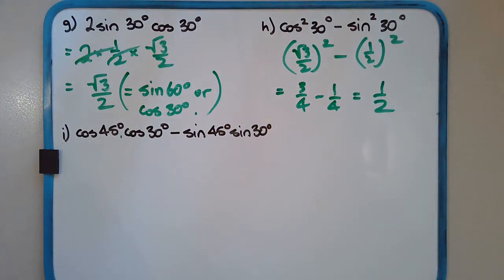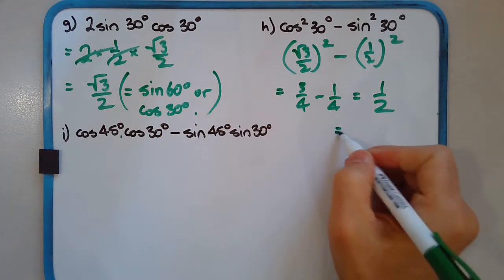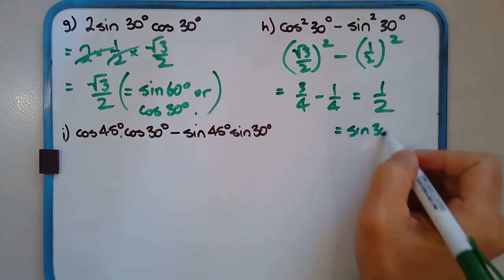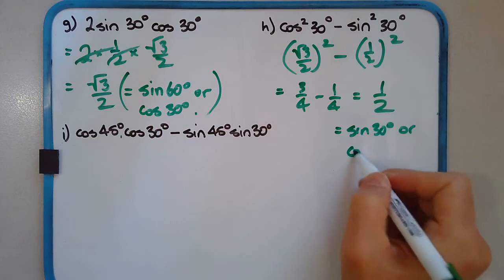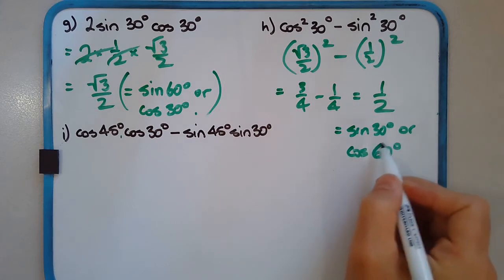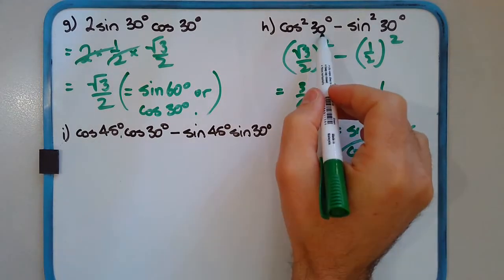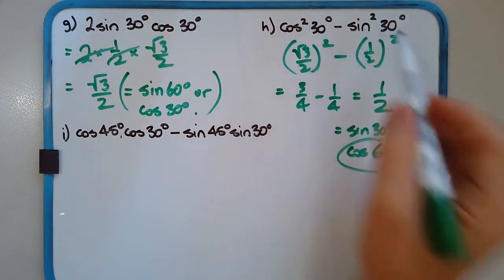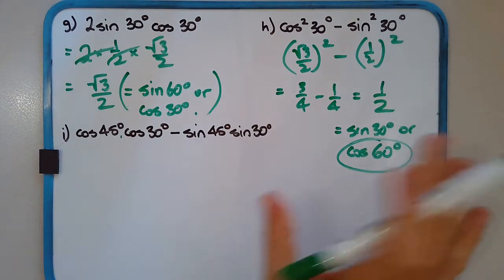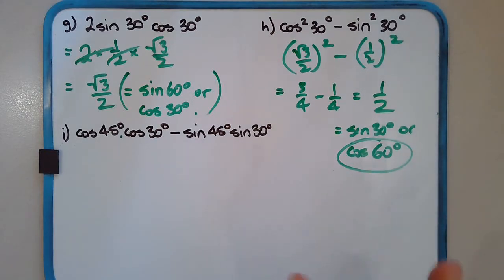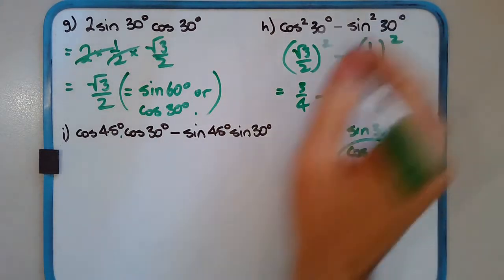1/2, what's that the exact ratio for? Isn't that sine of 30? So that's either equal to sine of 30 degrees or cos of 60 degrees. This is the one that's of some importance. Cos of 60, cos squared of 30, sine squared of 30. Again, there seems to be something going on here. I'm not going to discuss this any further. Suffice to say that there's something interesting going on.